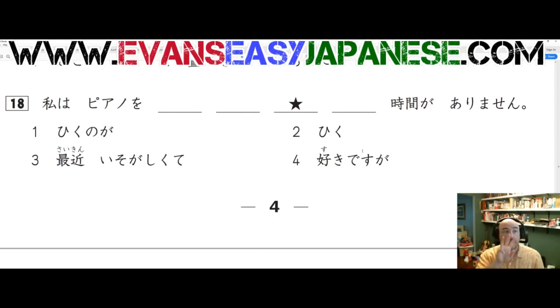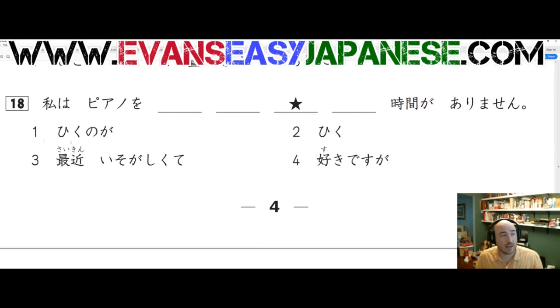Piano o hiku no ga, so the playing of the piano, ga suki desu. I like the playing of the piano. I like playing the piano. Ga, but, and so we have 1, 4, and then remember how I said earlier it's either going to be 3 or 4 in this little star bubble. It turns out it's 3. Piano o hiku no ga suki desu ga saikin isogashikute hiku jikan ga arimasen.